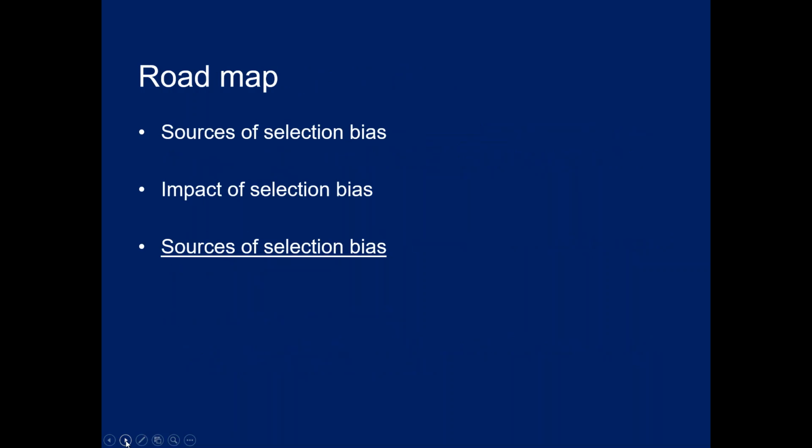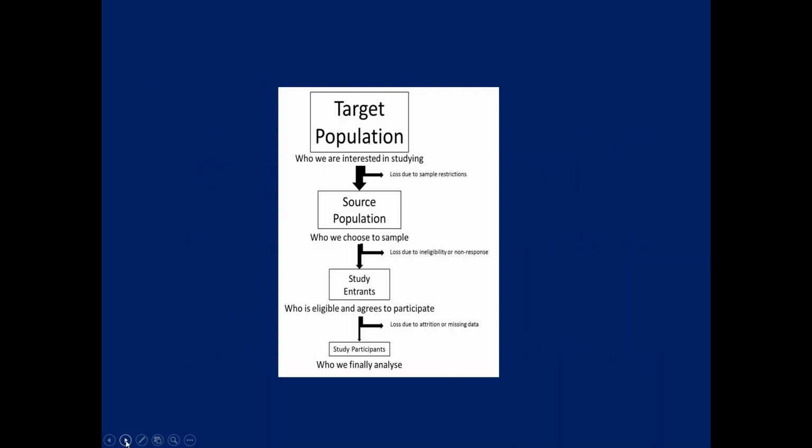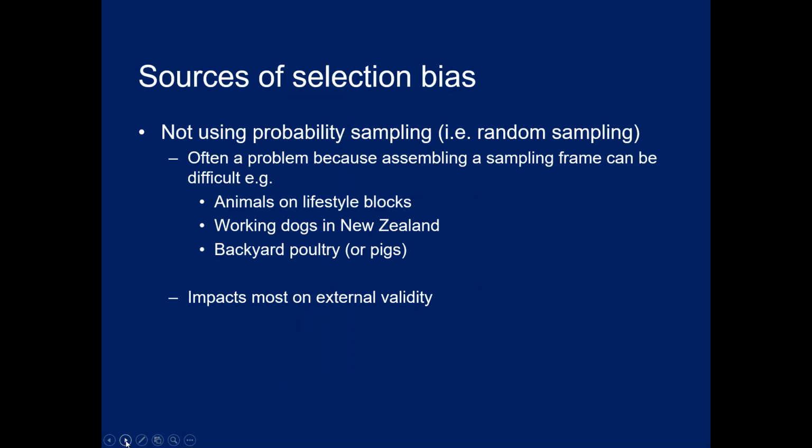All right, so sources of selection bias. This is another way to think about populations, and we have our target population. You can see here this is taken from another textbook and it's using slightly different language. We might have losses due to how we sampled and sampling restrictions. We lose due to ineligibility or non-response, and then we can lose people due to attrition. Let's walk through these steps.